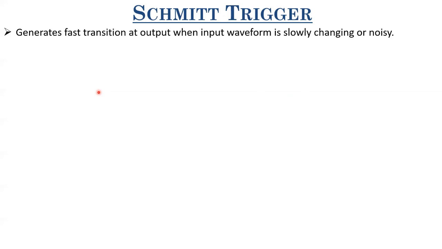Because if you have a very slowly changing pulse, it would lead to large short circuit power dissipation, and also a large delay, because the delay is also a function of the rise and fall times of the input, right? So the Schmitt trigger is generally used for such purposes wherever you need to generate a fast transition at the output, in case your input waveform is slowly changing or very noisy, with ringing.